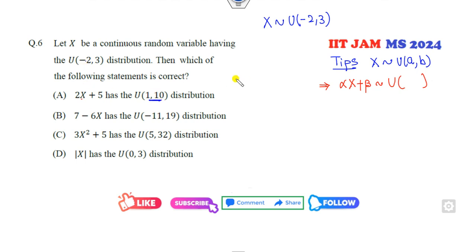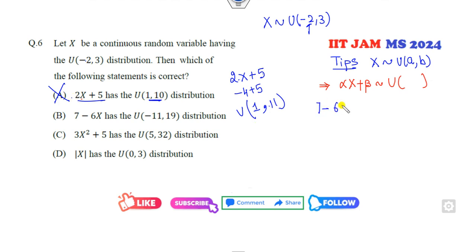I can substitute the value of this 2x plus 5. When x is equal to -2, it will be -4 plus 5, that is 1. When x is equal to 3, it will be 6 plus 5, 11. So that means this number will follow the uniform distribution 1, 11. But this is the wrong answer.